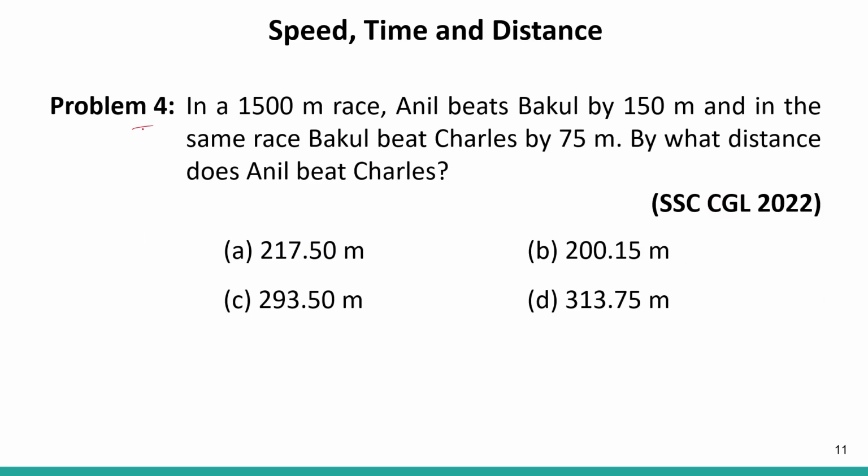Okay, so let's see problem number 4. In a 1500 meter race, Anil beats Bakul by 150 meter. In the same race, Bakul beats Charles by 75 meter. So by what distance does Anil beat Charles? Okay, so this question has been asked in SSC CGL 2022 paper. So which among these four is actually the correct one? We need to see that.